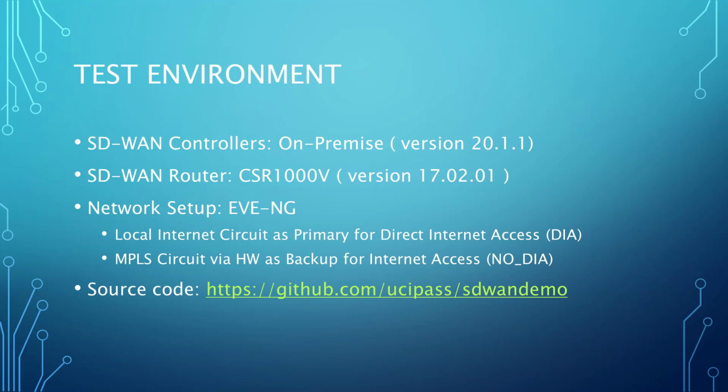A couple of words about the test environment. I'm running everything on EVE-NG. The SD-WAN controllers are running the latest 21.1 code. The routers are running the latest 17.02 code. And really, the algorithm and the Python script can be found on my GitHub page. It's as simple as monitoring an IP address and swapping the template from a direct internet access template to a no direct internet access template.